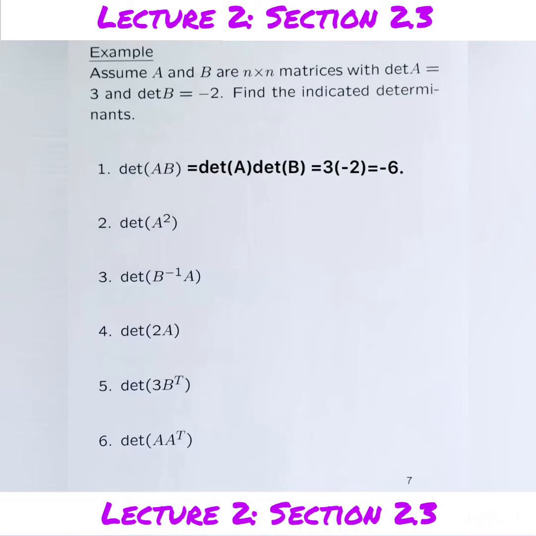Alright, let's look at the second problem. Again, you apply the fact that the determinant distributes over the product. There we've got the determinant of A squared, and that becomes the determinant of the matrix A multiplied by A, and the determinant distributes over that product into the determinant of A multiplied by the determinant of A, and that becomes 3 times 3, which is 9.